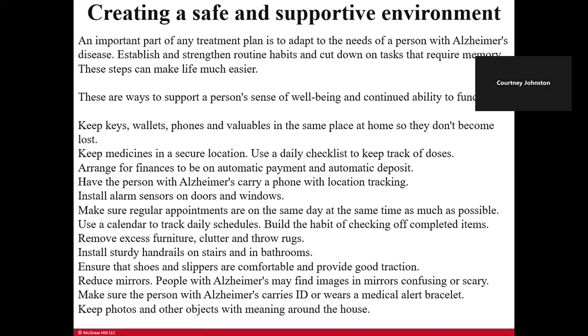Calendars. Excessive furniture and clutter and things like that need to be removed. Sturdy handrails. Shoes and slippers that are comfortable and provide good traction to prevent slips and falls. A lack of mirrors. Again, depending upon where an individual is at with Alzheimer's, they might find images in the mirrors confusing or scary. An ID bracelet or medical alert, and then keeping photos and other objects with meaning around the house. So that is part of the safe and supportive environment that can be developed for individuals with Alzheimer's disease, and obviously other dementia-related diseases as well.